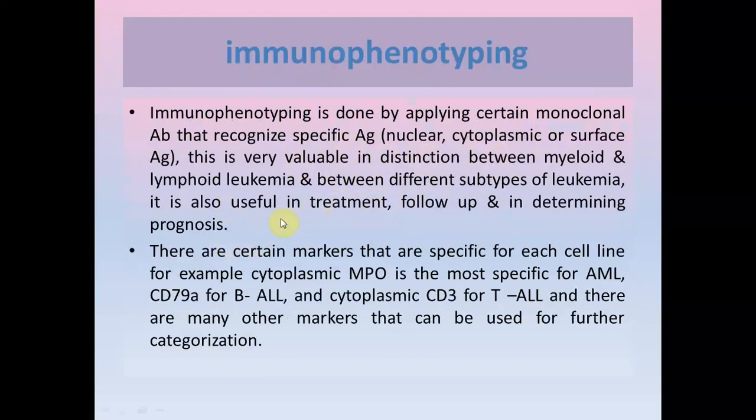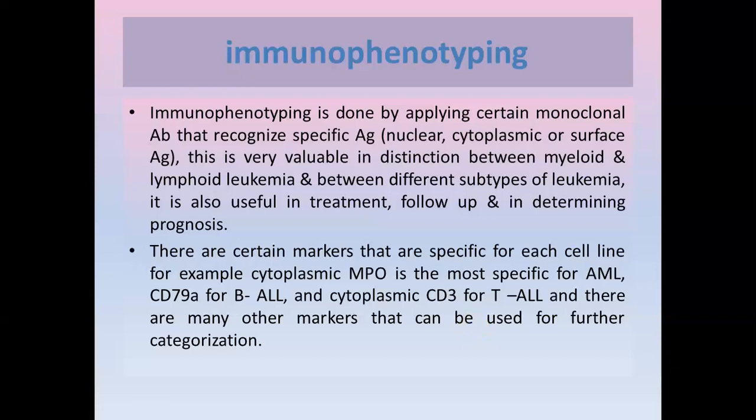Also, it is useful in treatment and follow-up and in determining prognosis. There are certain markers that are specific for each cell line. For example, cytoplasmic myeloperoxidase is the most specific for acute myeloid leukemia. CD79a for B-ALL, cytoplasmic CD3 for T-ALL. And there are many other markers that can be used for further categorization.